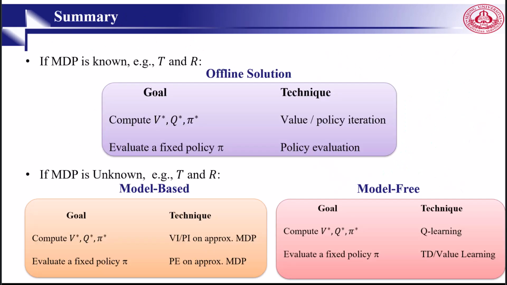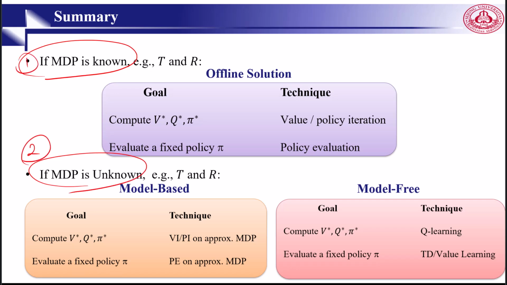At the end, let me now summarize everything we have discussed about solving reinforcement learning problems and how the choice of methods depends on what we actually know about the environment. We divide reinforcement learning into two major categories: when the MDP is known and when the MDP is unknown. So this is the first category and second category. When the MDP, Markov Decision Process, is known, it means we already know the transition function and the reward function. T and R are known to us.